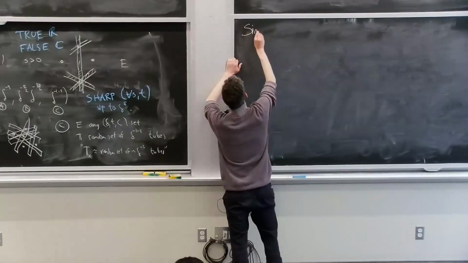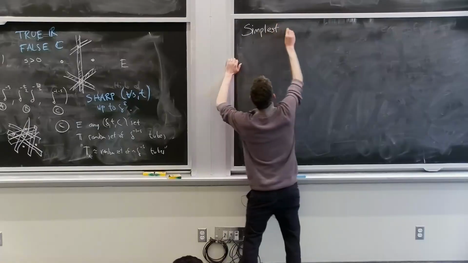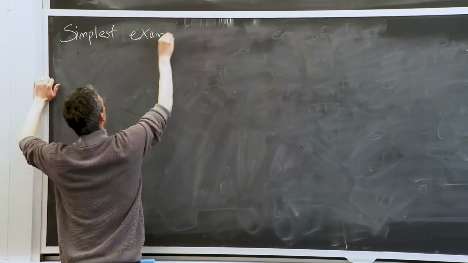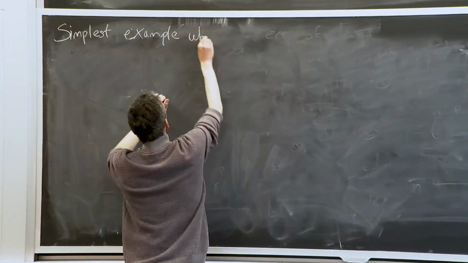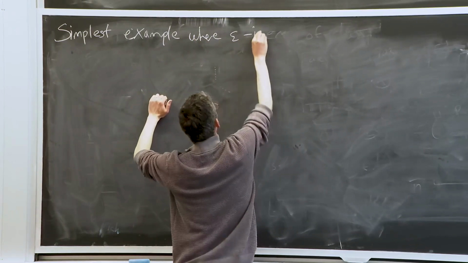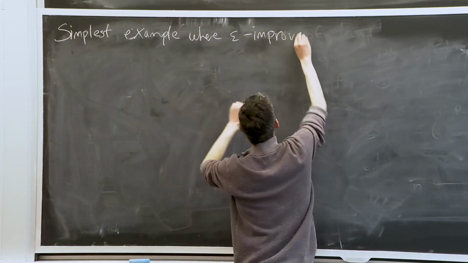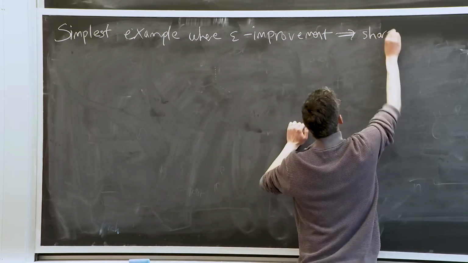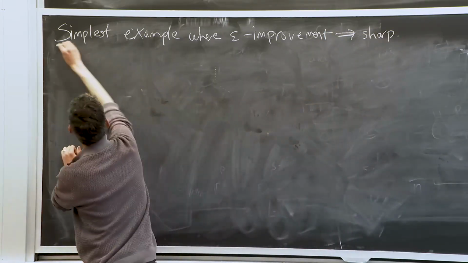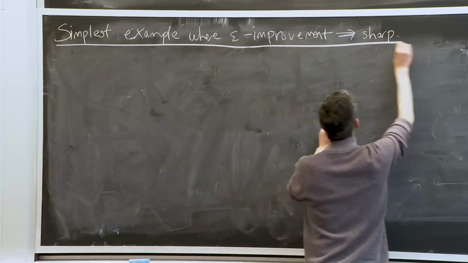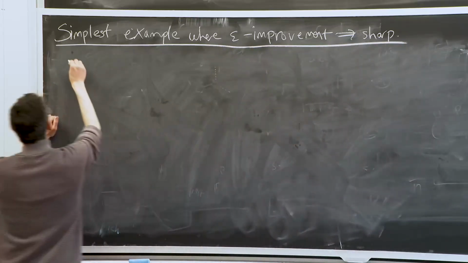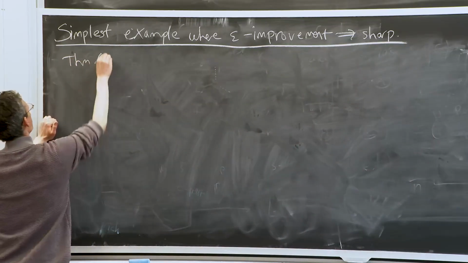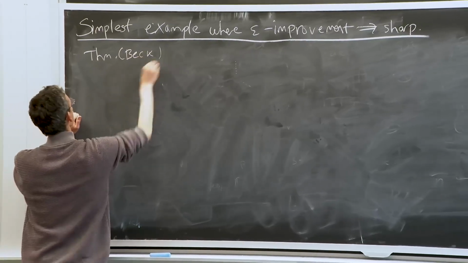OK, so simplest example where epsilon improvement leads to sharp bound. OK, so this is a theorem of Beck from around 1980.